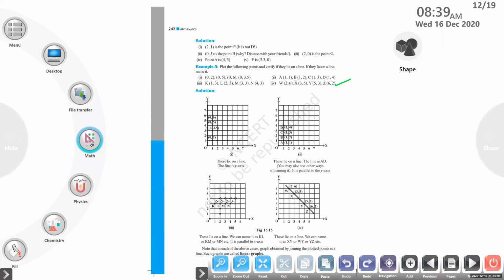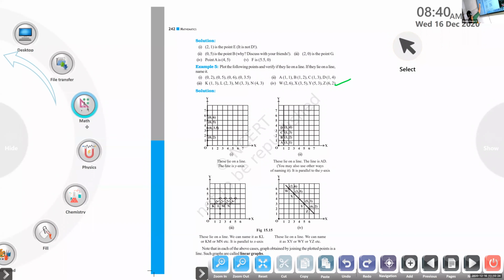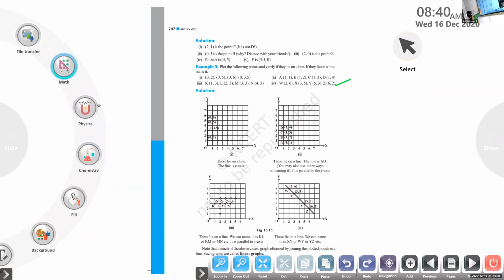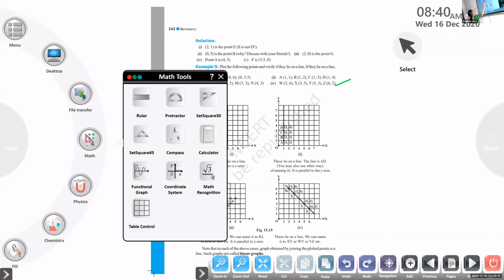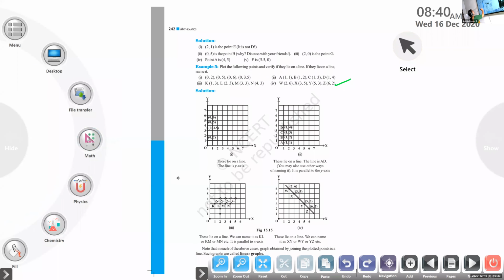Write the question. Ma'am, this plot question we did, right? Which one? Ma'am, that four graphs, not that. Okay, write a question. Plot the following points on graph.